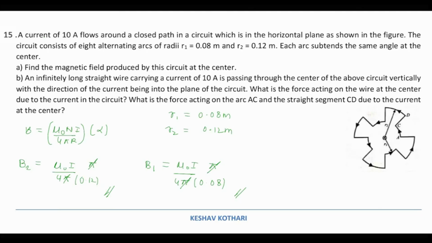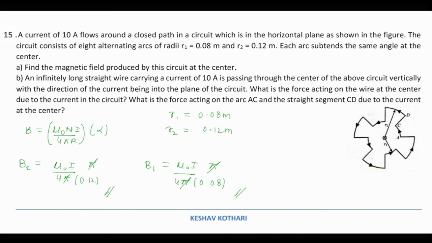Next, if we read the problem, it is stating that an infinitely long straight wire carrying a current of 10 ampere is passing through the center of the above circuit vertically with the direction of the current being into the plane of the circuit. What is the force acting on the wire at the center due to the current in the circuit? What is the force acting on the arc AC and the straight segment CD due to the current at the center? If we consider the first part, the value is going to be 0.